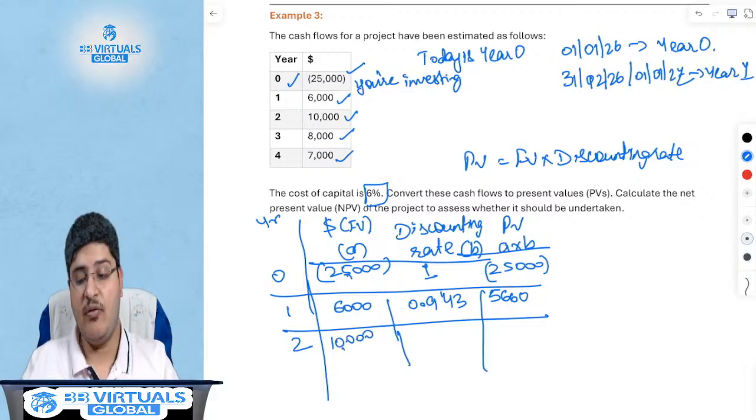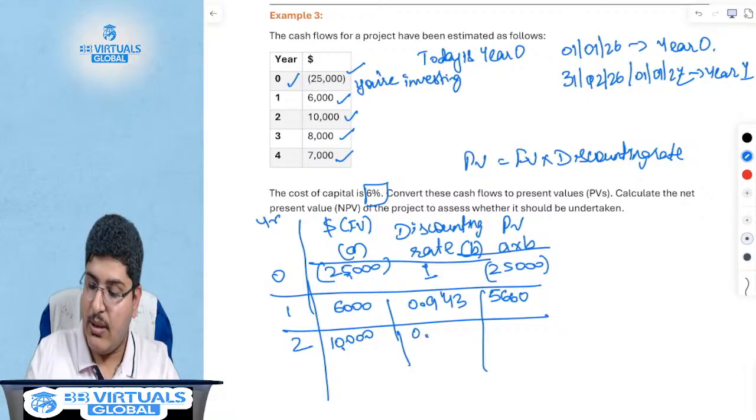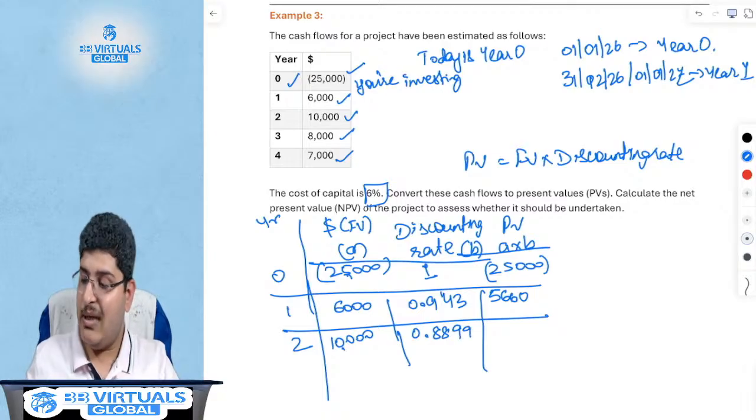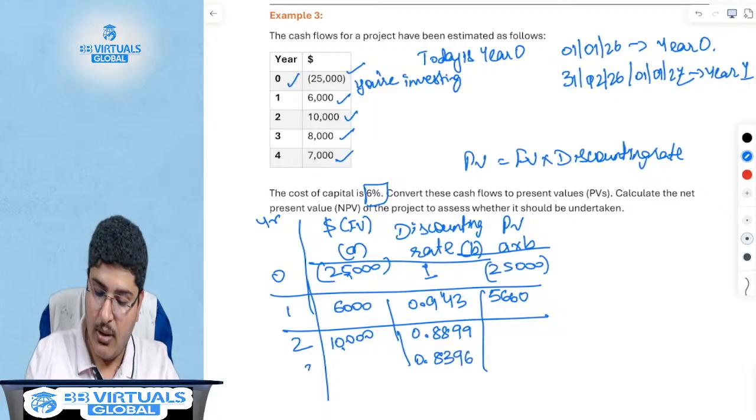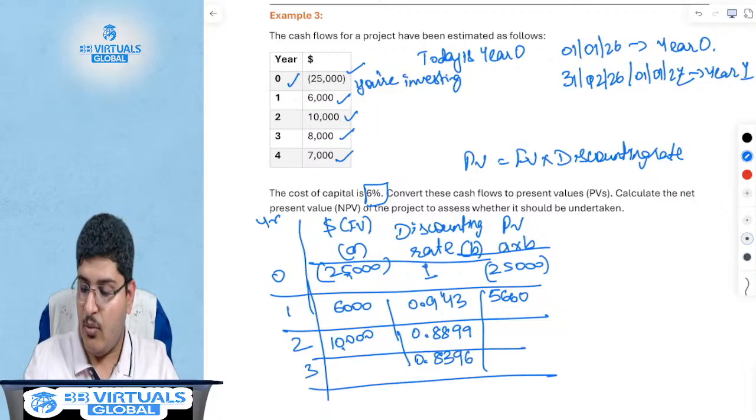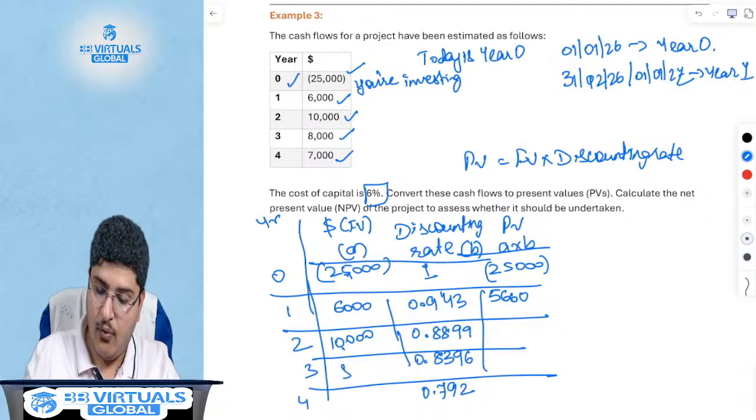In year 2, you will be receiving an amount of 10,000 rupees. Again, 1 divided by 1.06 equal to is 0.943. Press equal to again, and that will give you the second year rate, which is 0.8899. Press equal to again, and you will get a rate of 0.8396, which is your year 3. Press equal to again, you will get a rate of 0.792, which is your year 4.